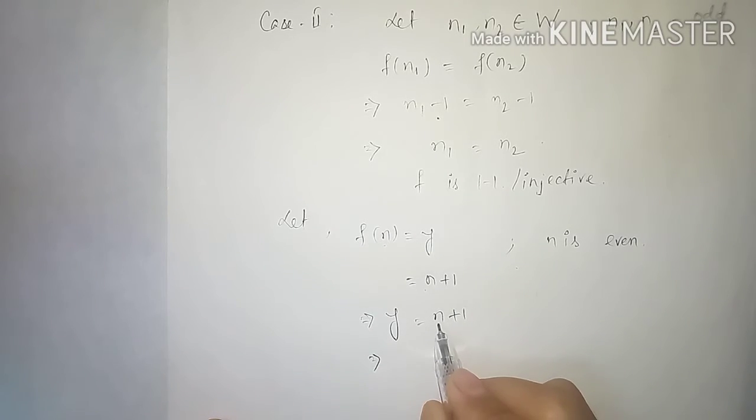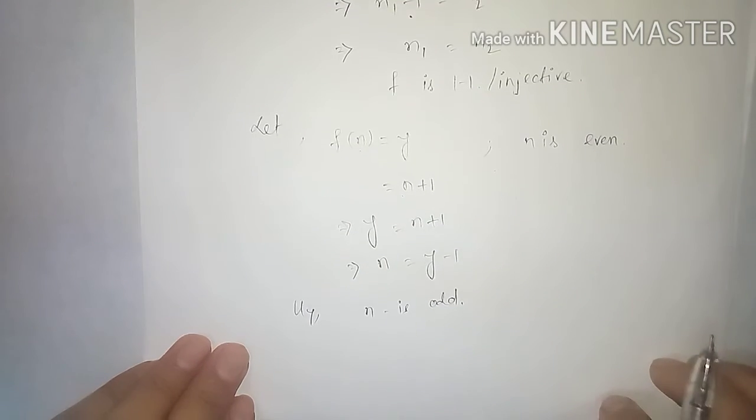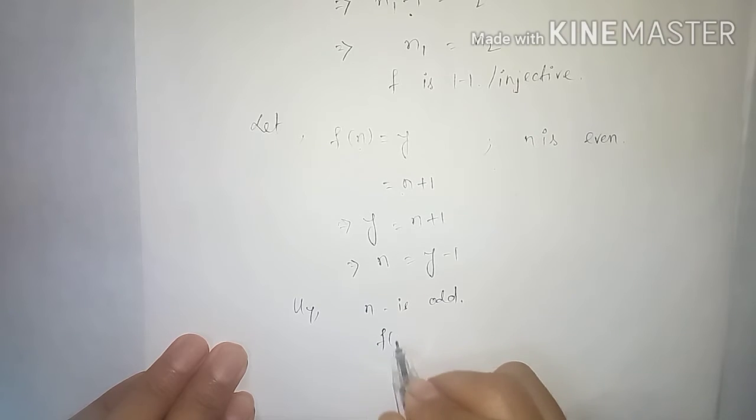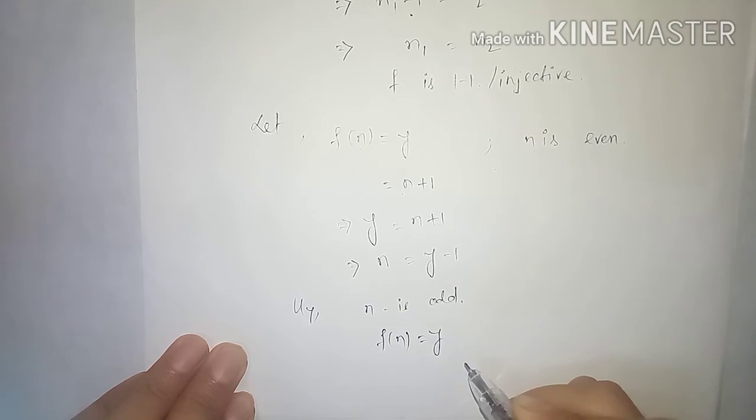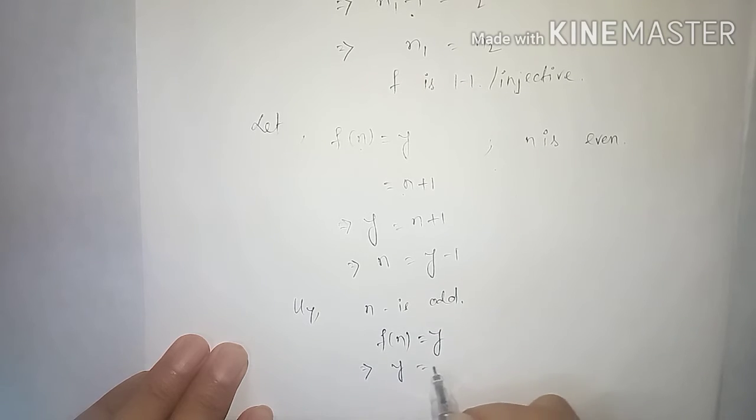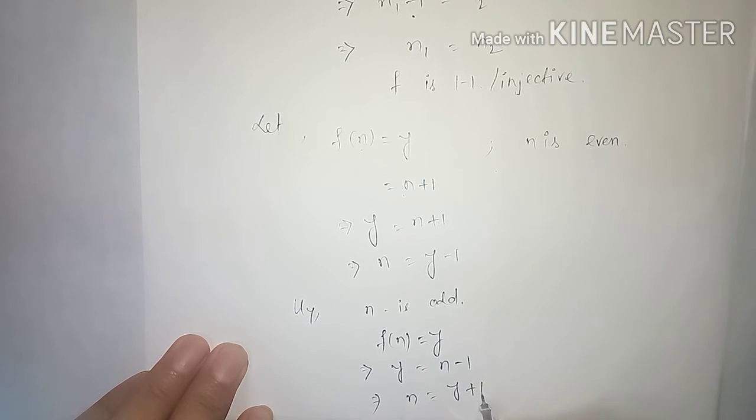We write n in terms of y. n equal y minus 1. Similarly, when n is odd, f of n equal y. This is nothing but y equal n minus 1, and n equal to y plus 1.